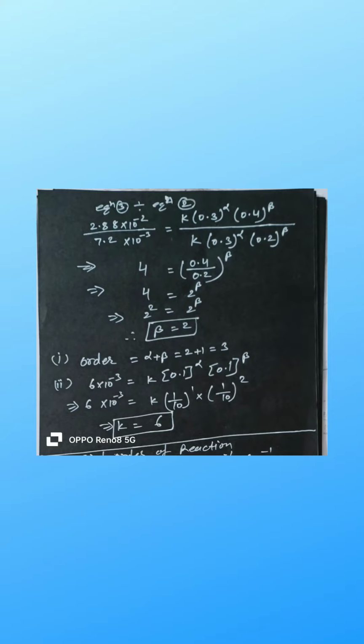0.1 raised to power 2 is 0.01. Multiply them. The result is 0.001. So, 6 × 10^-3 equals K multiplied by 0.001. Now divide both sides. K is equal to 6. Step 5. Writing the unit of K.